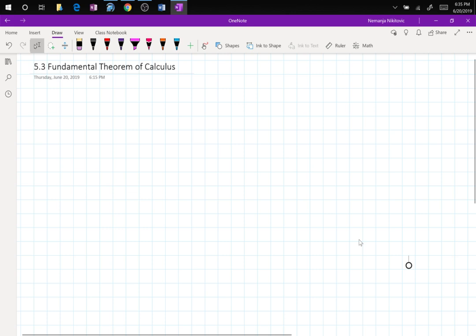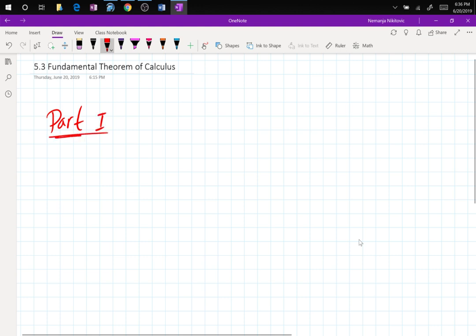Hello and welcome back to Calculus 1 section 5.3 on the fundamental theorem of calculus. Well, let's see what's so fundamental about it. It has two parts.